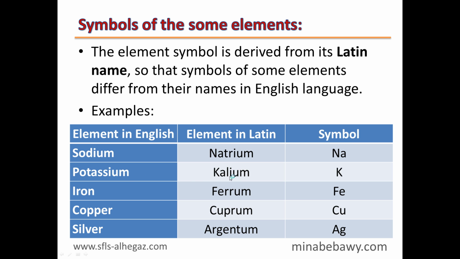Potassium, its Latin name is kalium, so its symbol is K. Iron, its Latin name is ferrum, so its symbol is Fe. Copper, cuprum, so its symbol is Cu. Silver, argentum, so its symbol is Ag. Not Ar because it is already taken for argon, so they took the first and third letter, so the symbol of silver is Ag.